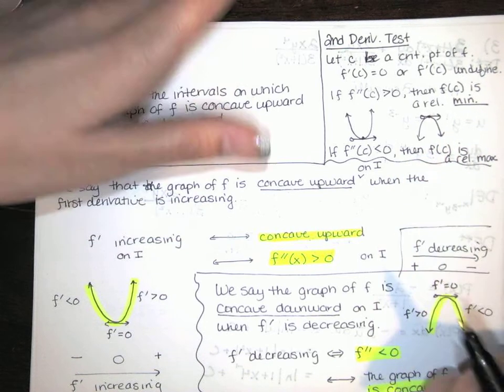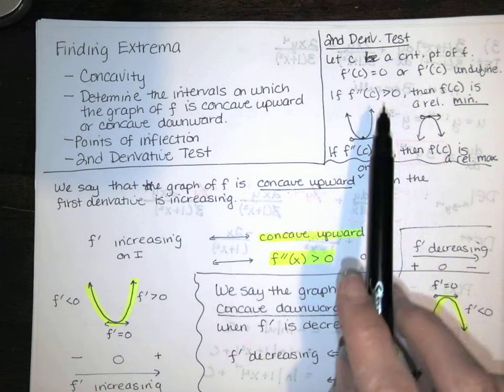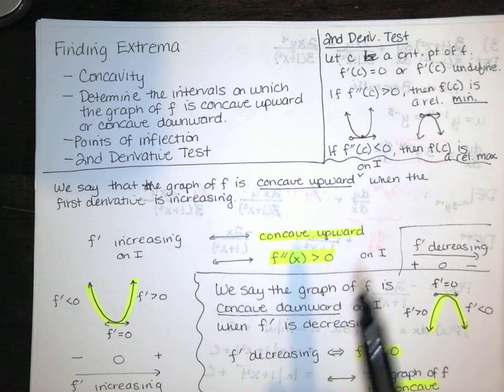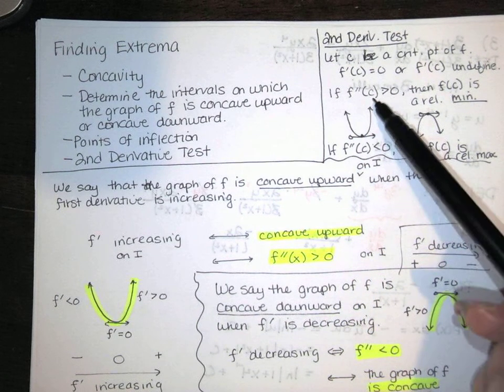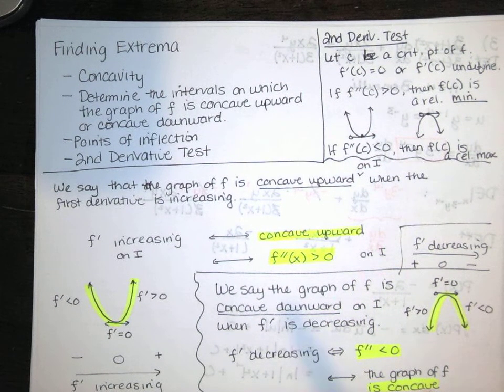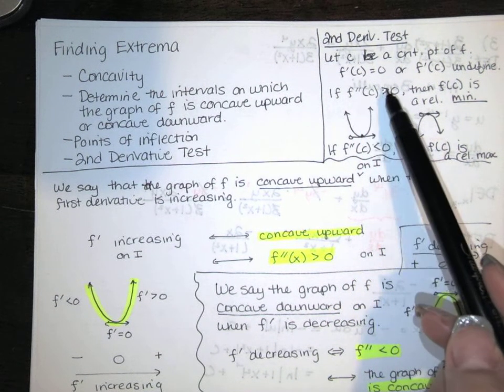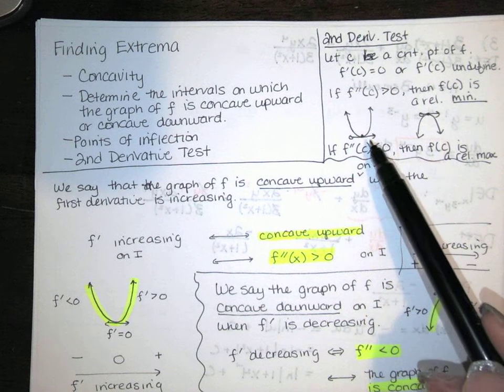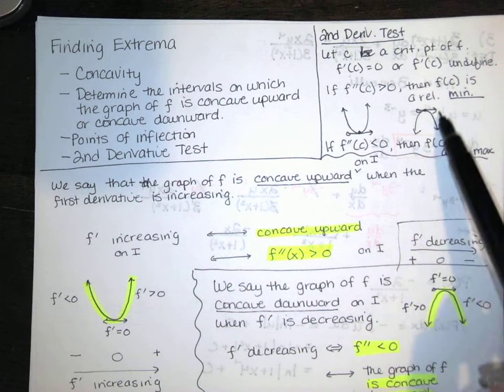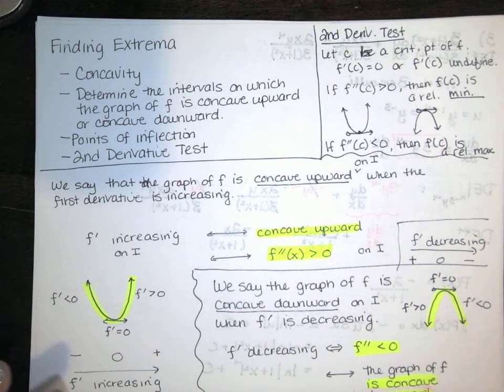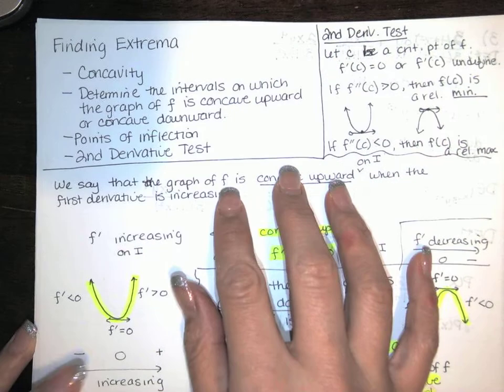So the second derivative test says, okay, all you have to do is find the critical points. Then if it's pretty easy to take the second derivative, just take the second derivative and substitute those critical points into the second derivative. If the second derivative is positive, the graph looks like this and we've got a minimum. If the second derivative is negative at that point, the graph looks like this and we're at a max. So that's the second derivative test.